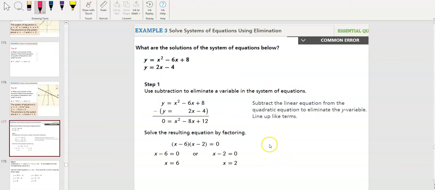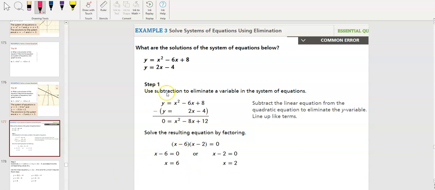Now in this example right here, the next thing we're doing is learning how to solve the systems without graphing, but instead using elimination. And if you remember, elimination is when I use one of the equations to subtract from the other equation and eliminate a variable so that I can solve. So here they subtract the linear equation from the quadratic equation. That eliminates my y's, and now I'm left with something that I can factor and solve.